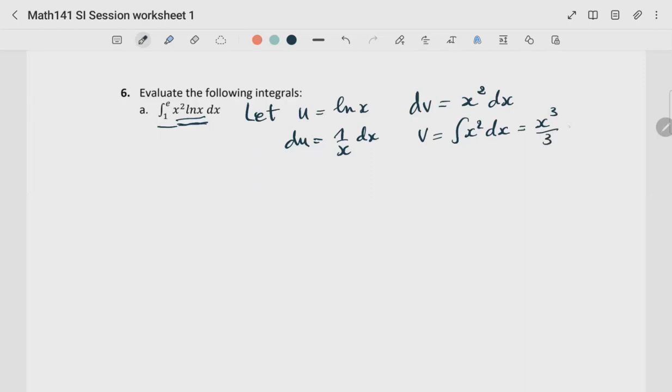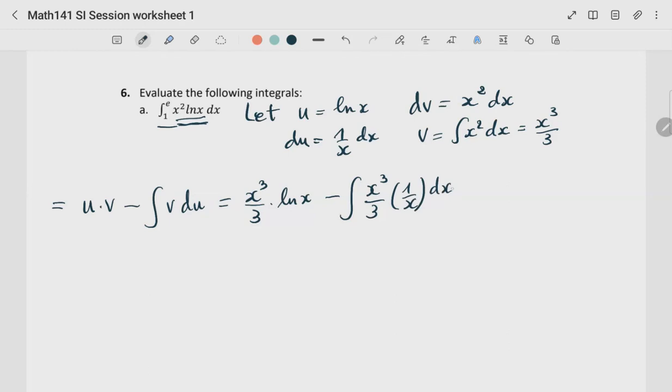So that's easy, straightforward. Now we can go back to our original integral, and the formula tells us we have u times v minus the integral of v du, right? So what's our u? Our u is ln x. Our v is x cubed over 3. So x cubed over 3 multiplied by ln x minus the integral of v, so x cubed over 3, multiplied by du, so 1 over x dx.